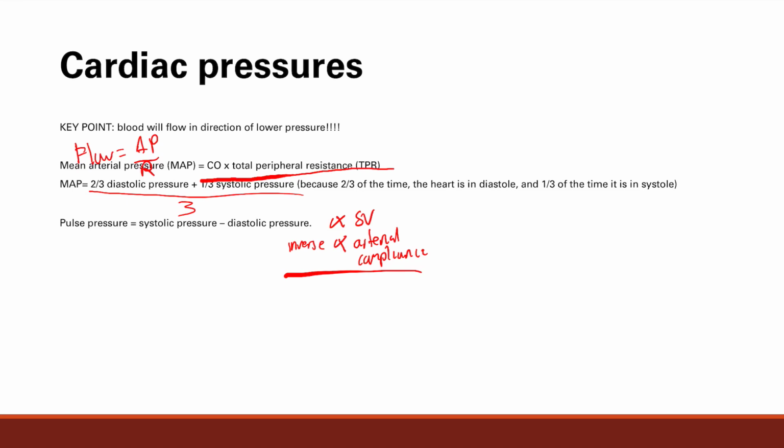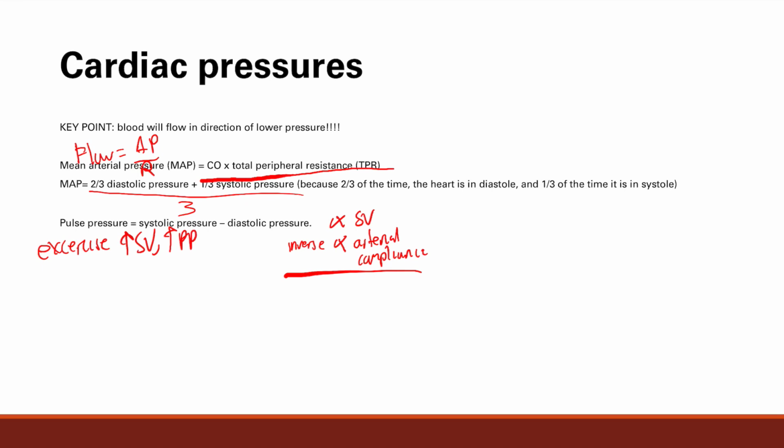So first, if I ask you how exercise will affect the pulse pressure, what would your answer be? Well, your answer should be that it should increase pulse pressure, because exercise will increase stroke volume, because your heart beats faster and it squeezes better. You increase your stroke volume, and thus you increase pulse pressure, which I'm going to call PP.